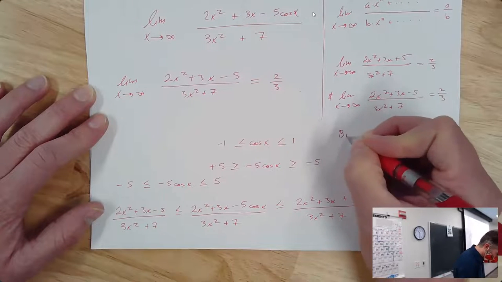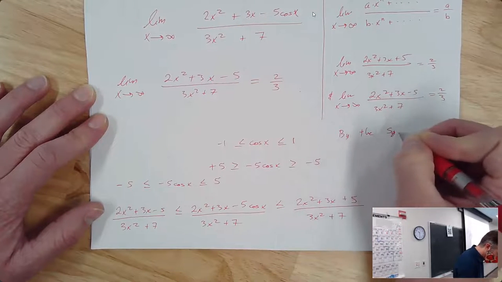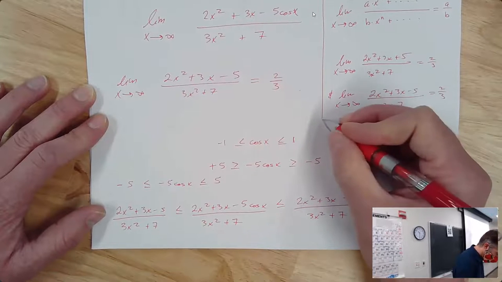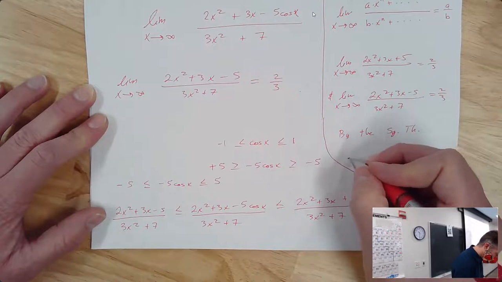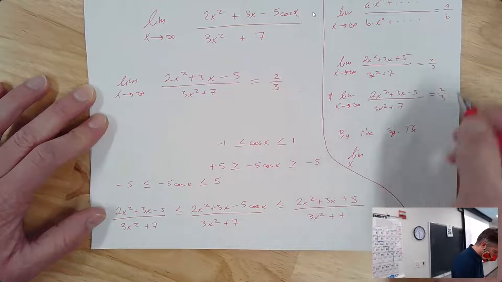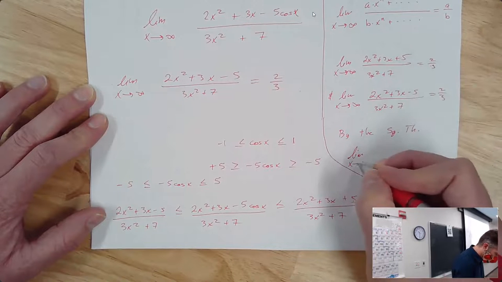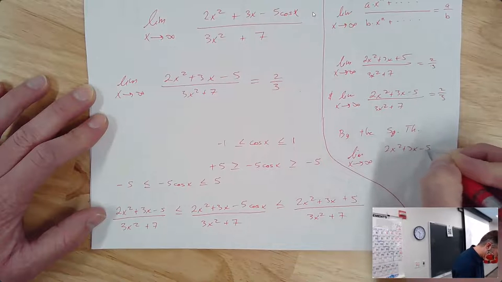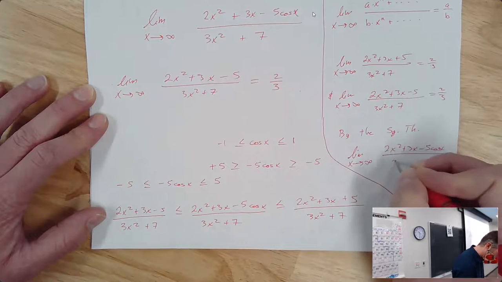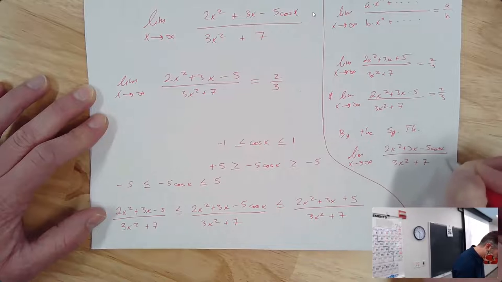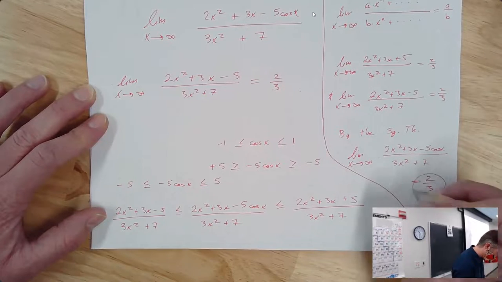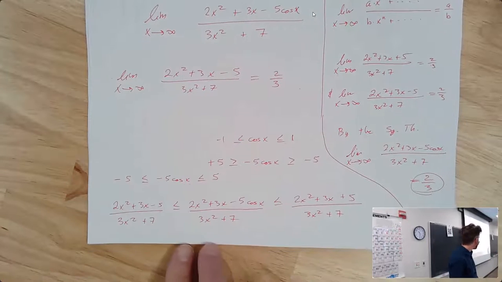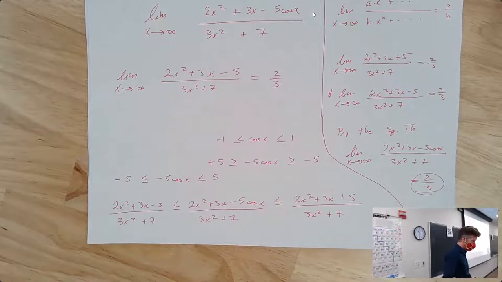And so then by the squeeze theorem, it is true that the thing in the middle also has to have the same limit since those are the same. It must equal 2/3. So that's another example of a squeeze theorem problem.